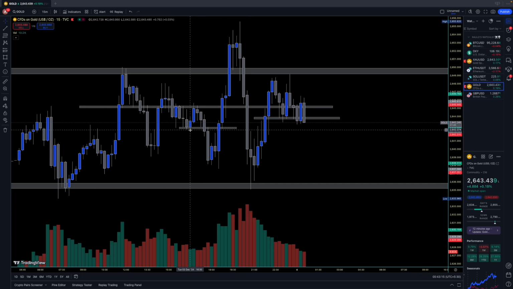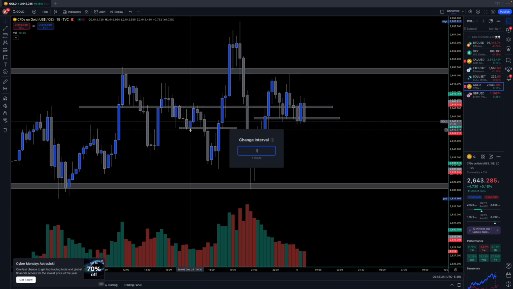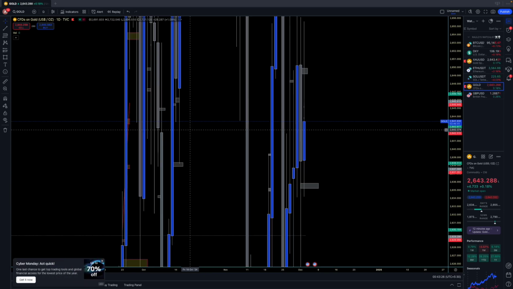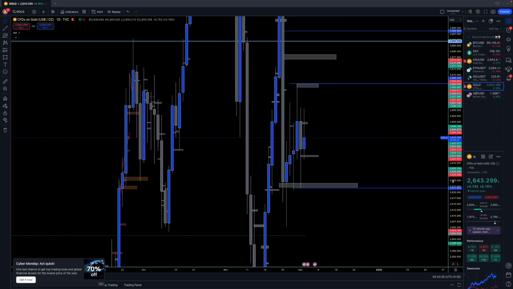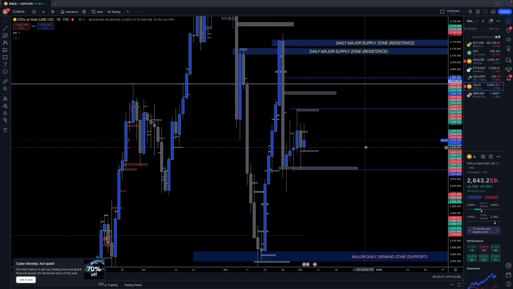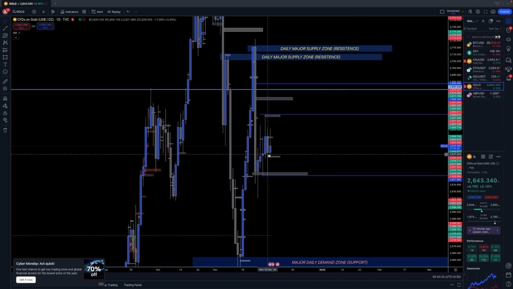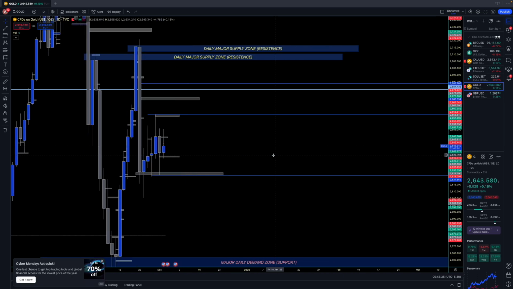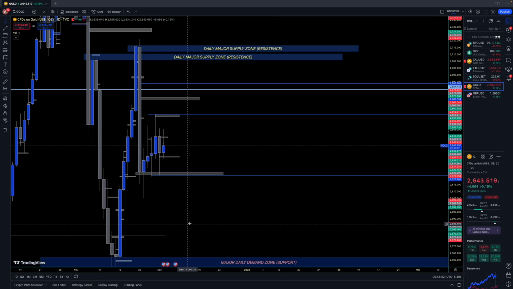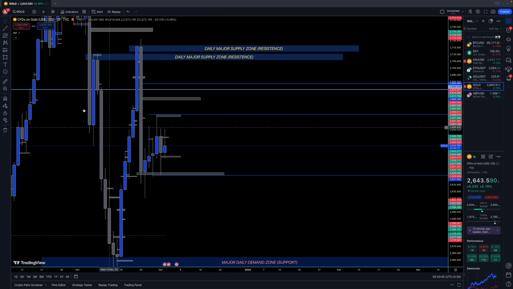Before explaining why I took the entries and exits at those particular points, let me explain my analysis. Gold on the daily chart was overall in a bullish trend, but not a strong bullish trend. You can consider it as a day ranging. On the daily chart, the market is consolidating in a particular range.